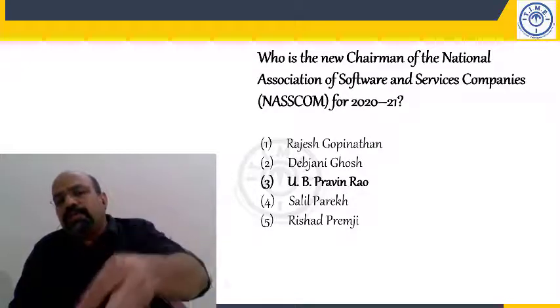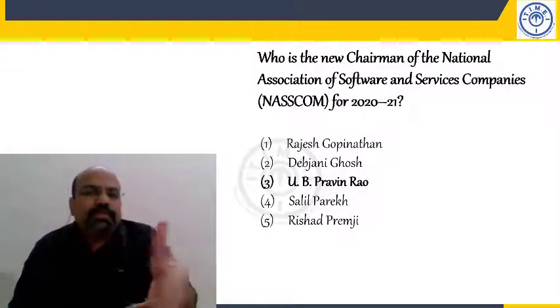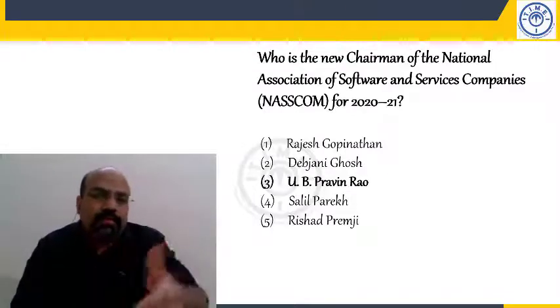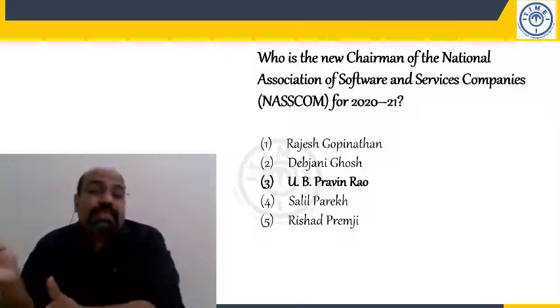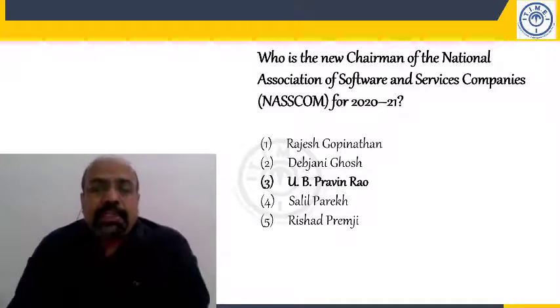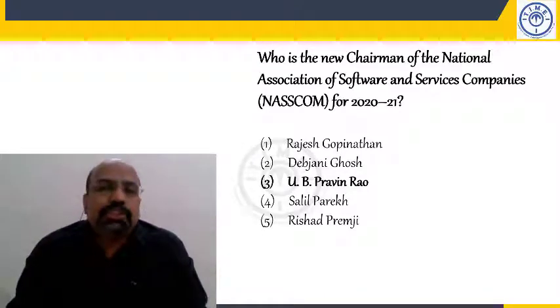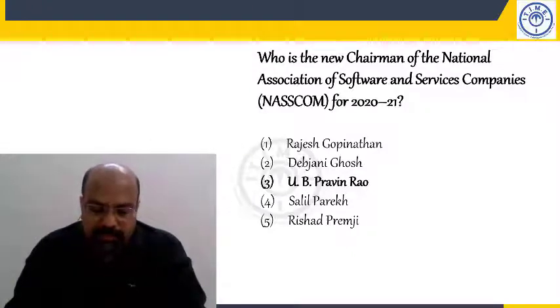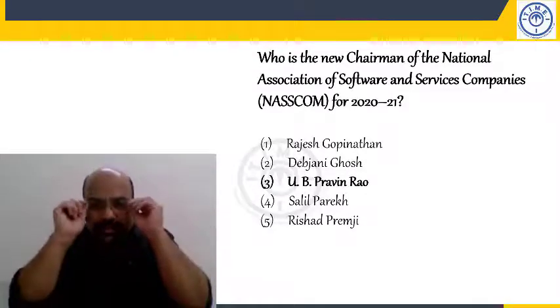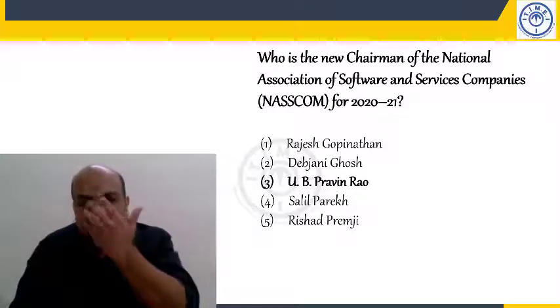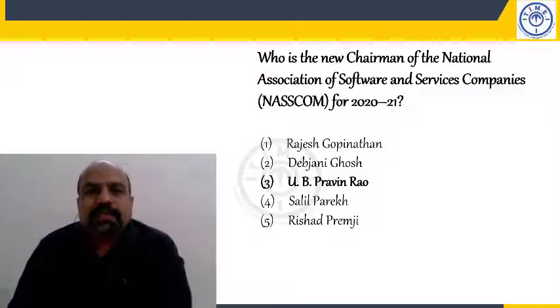Next, leave one line space and write. We'll write about each of these persons. Generally we write a little about the choices, but not for all the questions, isn't it? So write Rajesh Gopinathan, choice 1. Rajesh Gopinathan, dash, CEO, TCS, Tata Consultancy Services.